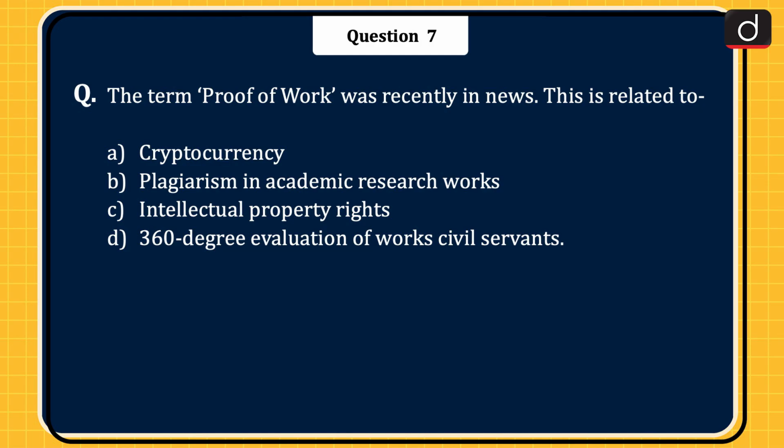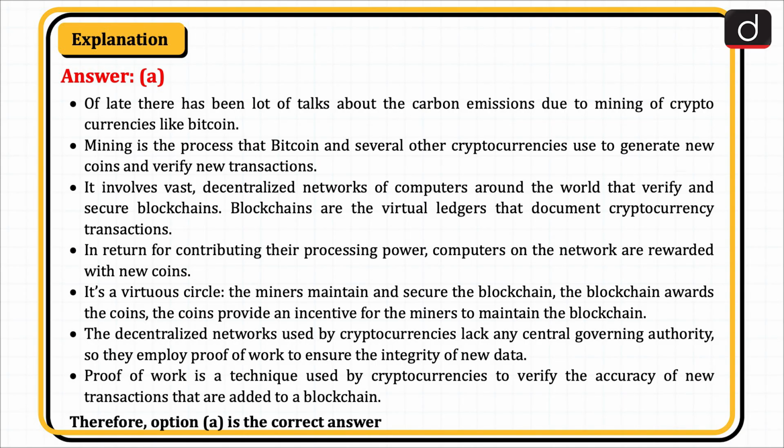Next question is, the term proof of work was recently in news. This is related to cryptocurrency, plagiarism in academic research works, intellectual property rights, or 360-degree evaluation of works of civil servants. The correct answer is option A, cryptocurrency. Of late, there has been a lot of talk about the carbon emissions due to mining of cryptocurrencies like Bitcoin. Mining is the process that Bitcoin and several other cryptocurrencies use to generate new coins and verify new transactions.